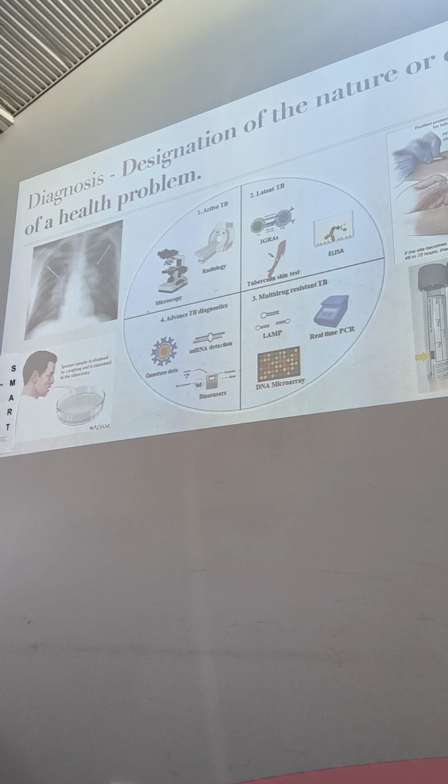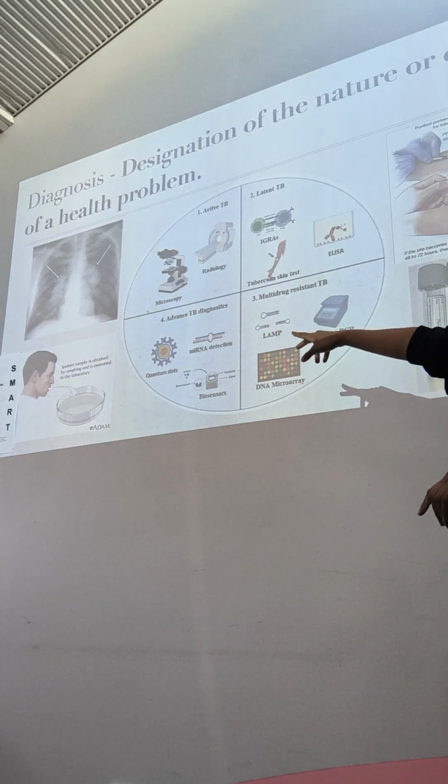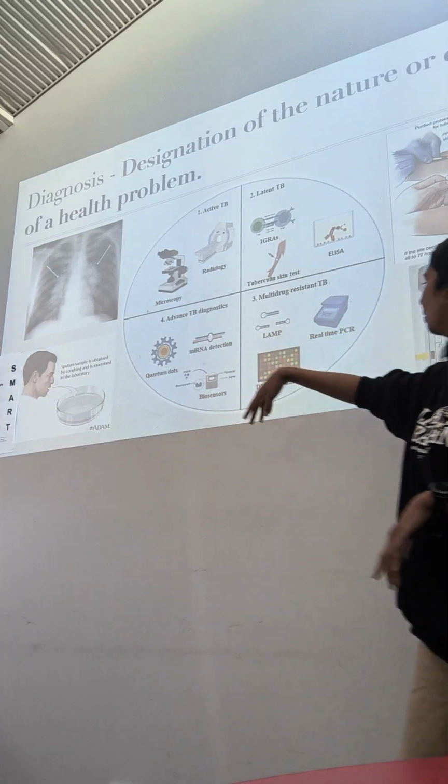Active is the one that you don't want because that's the one that actually spreads. Latent, the resting one, is the one that just sits there and you're cool as long as your immunity is good. So obviously there's different ways. We have more advanced ways now as well, biosensors.